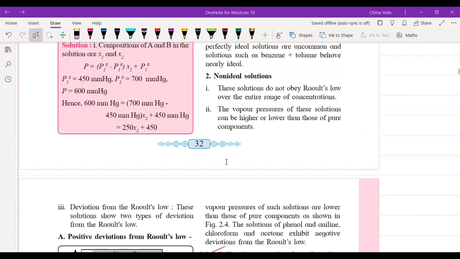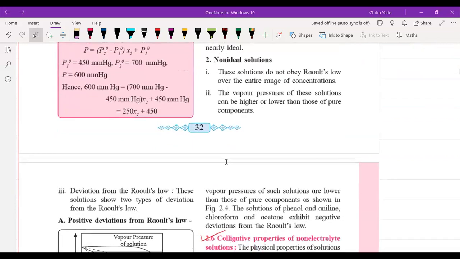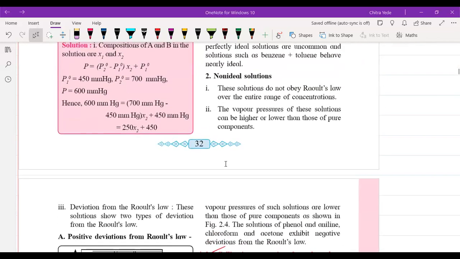Okay, now we have the conditions for a non-ideal solution. So the non-ideal points will be just the opposite of the ideal solution. Ideal solutions obey Raoult's law, so a non-ideal solution does not obey Raoult's law, right? Then the vapor pressure of this solution can be higher or lower than those of the pure components. It may be higher or it may be lower.